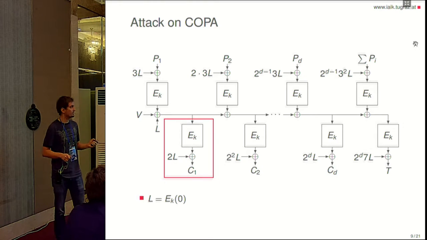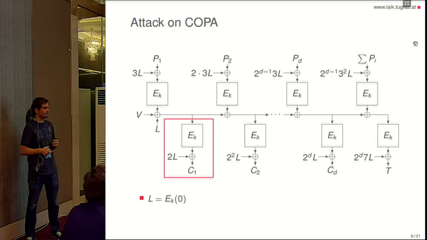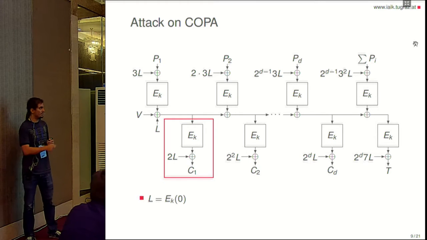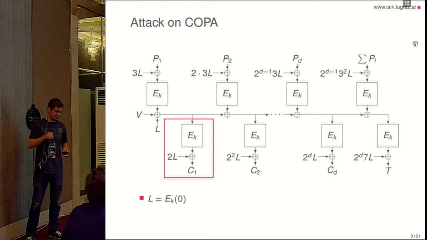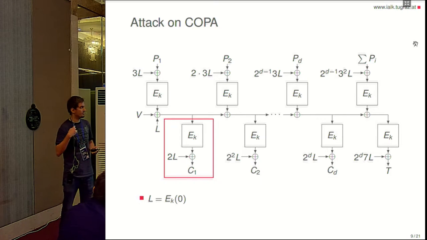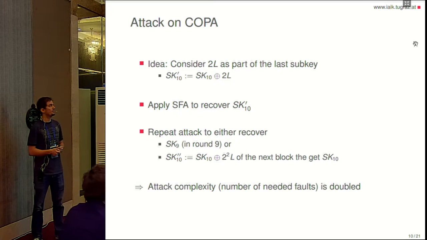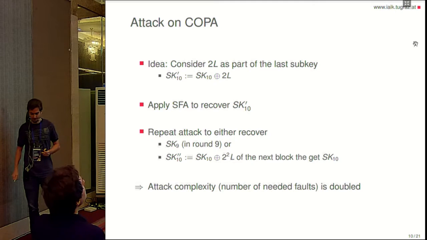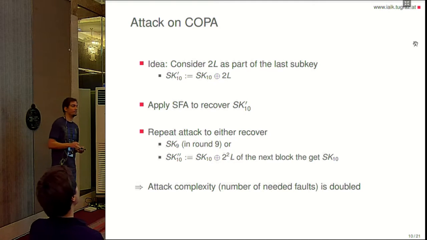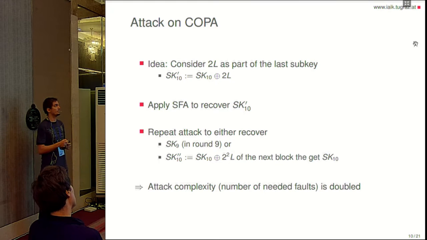So if we again focus on this first block, which gives us the ciphertext, the masking value does not change over multiple invocations of the scheme. So we can basically do the following. We can treat this 2xL part as part of the last round key, which is used in AES, and apply the statistical fault attack to recover this last round key.